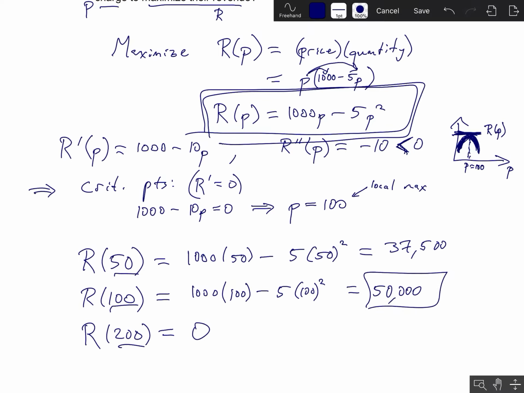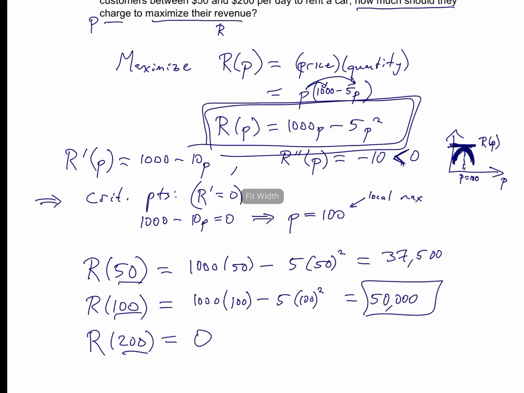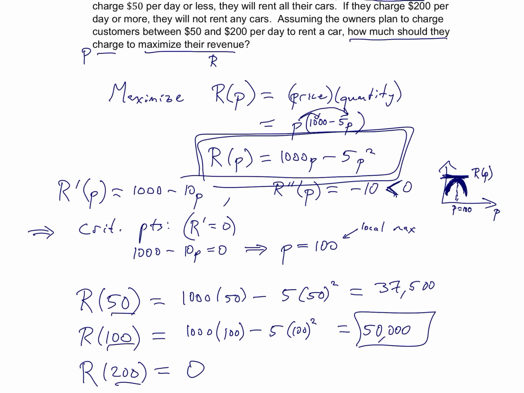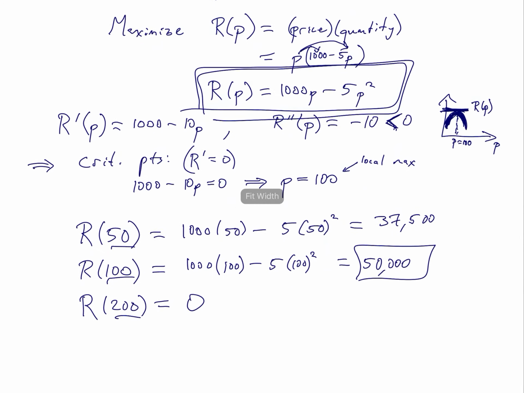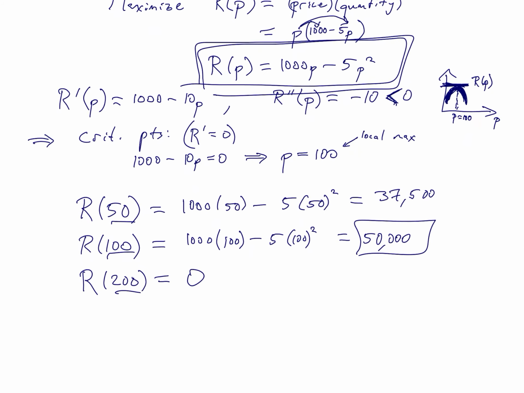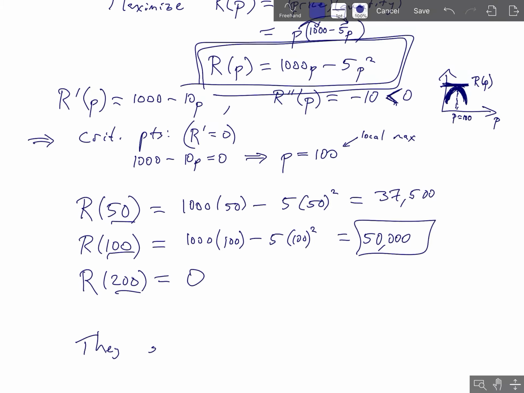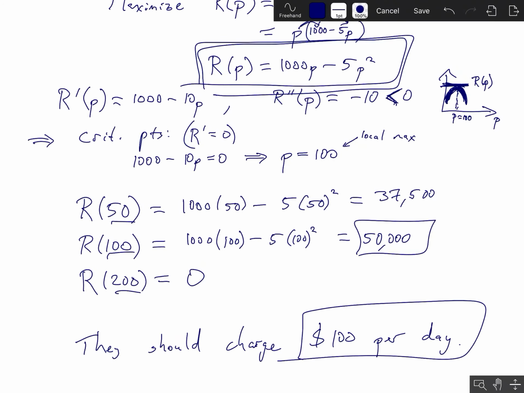So from these 3 candidate prices, what we see is that the maximal revenue that we can get from these 3 candidates is this 50 grand. So that's going to be the maximal revenue, but I think what we were looking for, let me see. So it says, assuming the owners plan to charge the customers between $50 and $200 per day, how much should they charge to maximize their revenue? So the thing that we were looking for at the end is not actually the maximal revenue, it was the price P. So the way that I would answer this question is like this. I would say they should charge $100 per day.